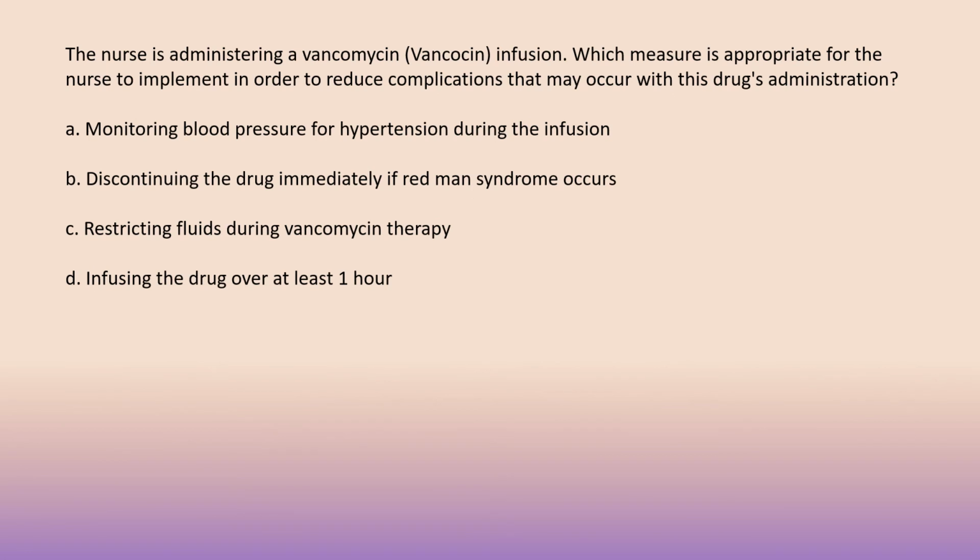The nurse is administering a vancomycin infusion. Which measure is appropriate for the nurse to implement in order to reduce complications that may occur with this drug's administration? A. Monitoring blood pressure for hypertension during the infusion. B. Discontinuing the drug immediately if red man syndrome occurs. C. Restricting fluids during vancomycin therapy. D. Infusing the drug over at least 1 hour.